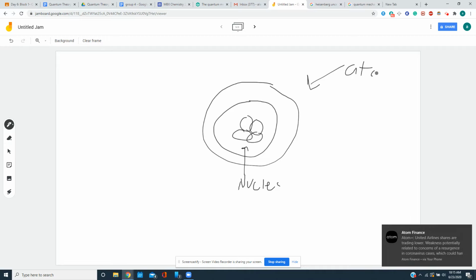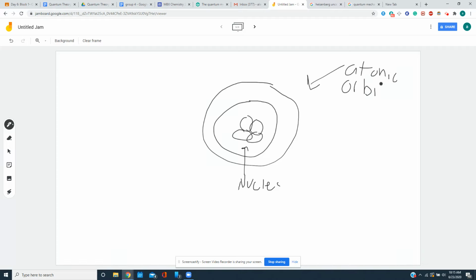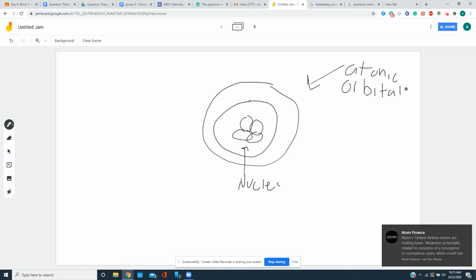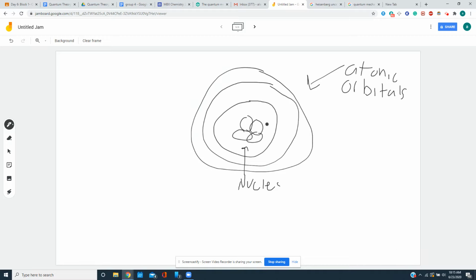Atomic orbitals. And so there's a couple of them. In the innermost ring, there would only be two electrons. But as the rings get further apart, there would be more electrons.